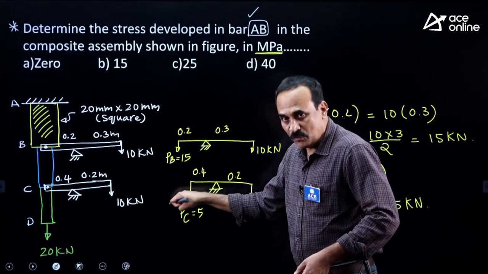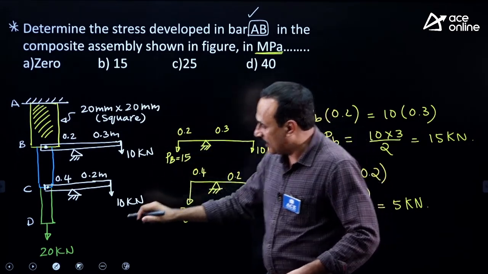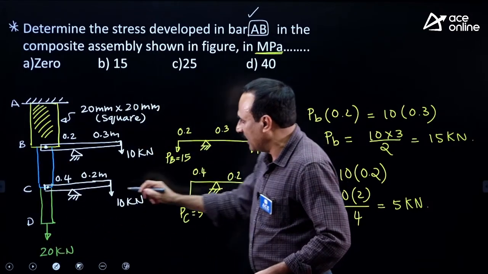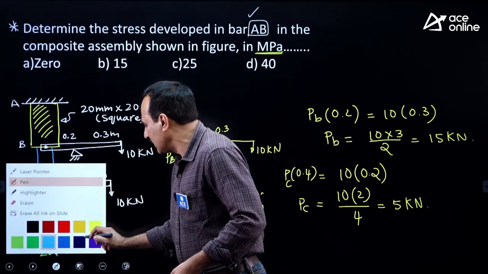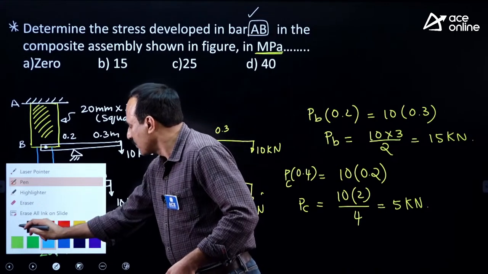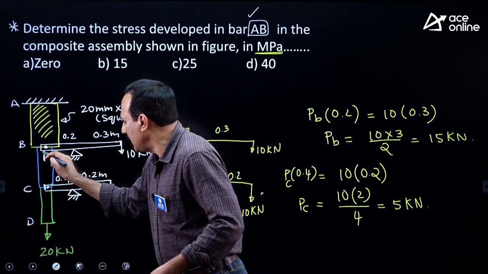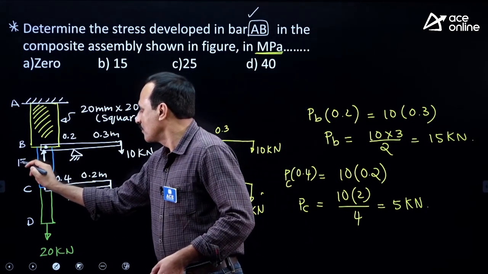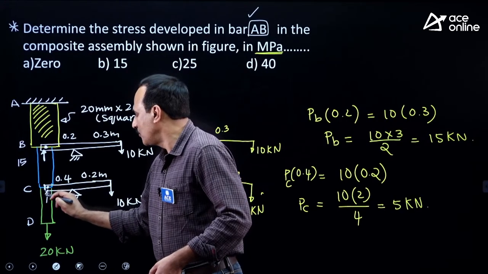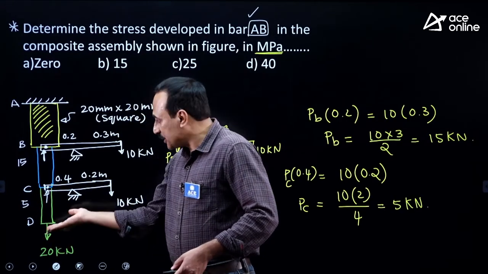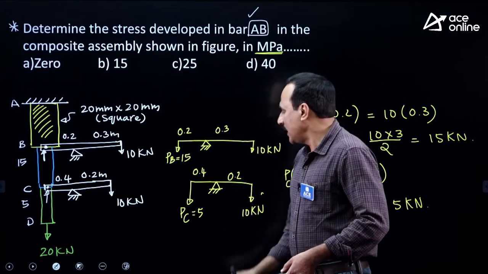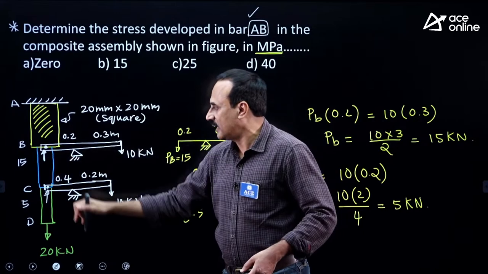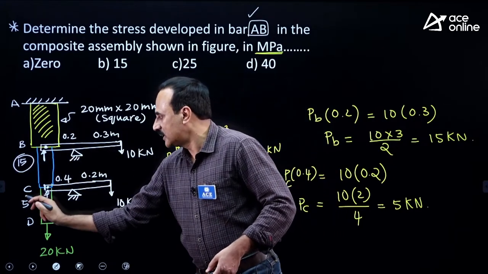As it is acting down, the reaction will act here in the opposite direction. So, if this is action here, the reaction will act here in the opposite way. So, here the reaction will be how much? This is 15 upwards and here it is 5 upwards. Reaction on this member. Okay? So, this is action, this is reaction. If this is action, this is reaction here. 15 kilonewton and this is 5 kilonewton.